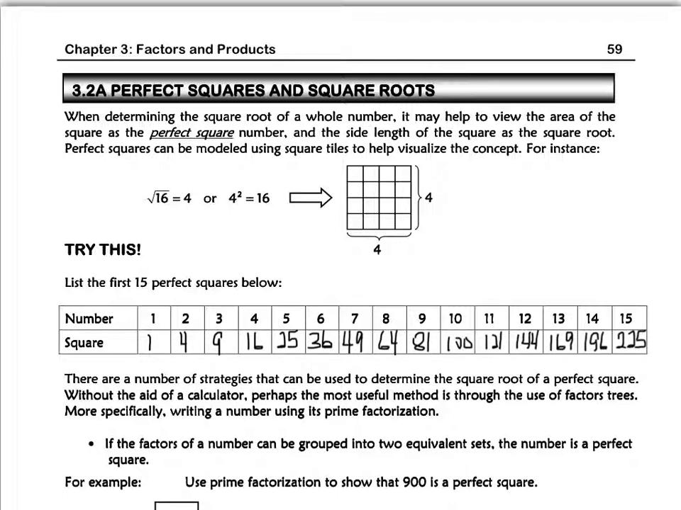You should familiarize yourself with these first 15 perfect square numbers, because it will help in this chapter and in chapter 4 as well. We're only going to do sections 3.1 and 3.2, and then go on to chapter 4 before we come back to finish chapter 3.